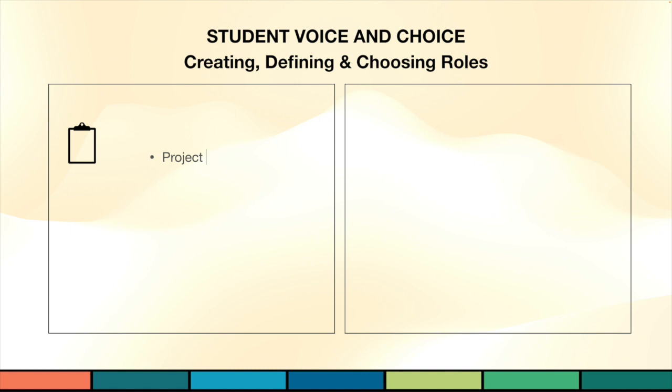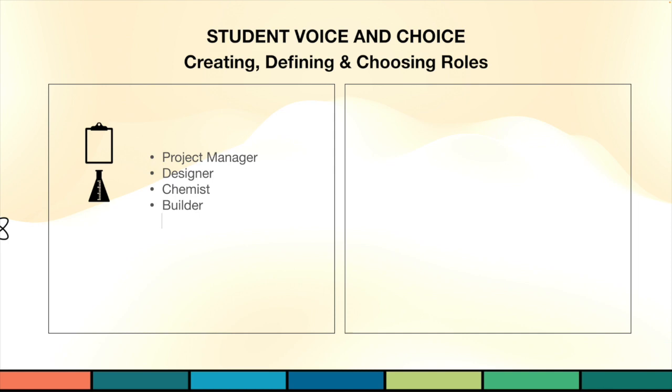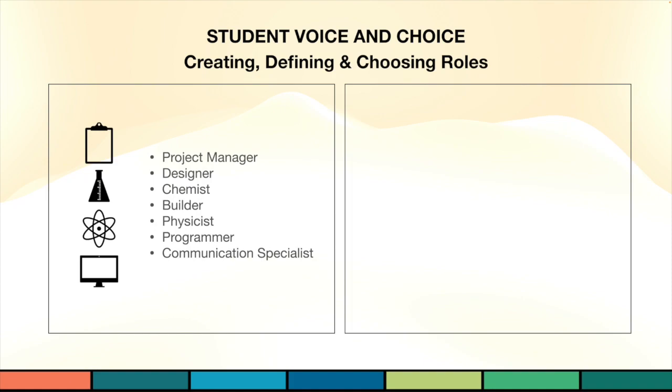Each student has their own role and responsibilities. For example, a project manager, a designer, a chemist, a builder, a physicist, a programmer, a communication specialist, etc. They took advantage of one another's strengths, focused on their own interests and expertise. They all worked together and performed all of the tasks collaboratively. I had 7 students working on the team that year, and they all met once a week after school.